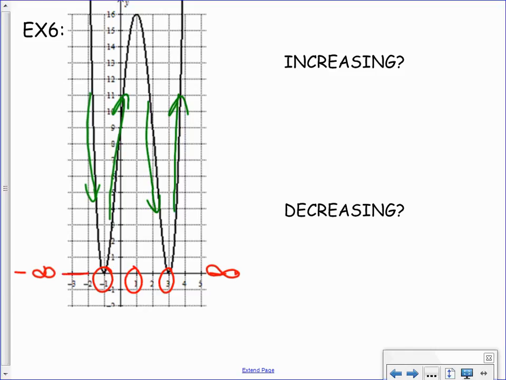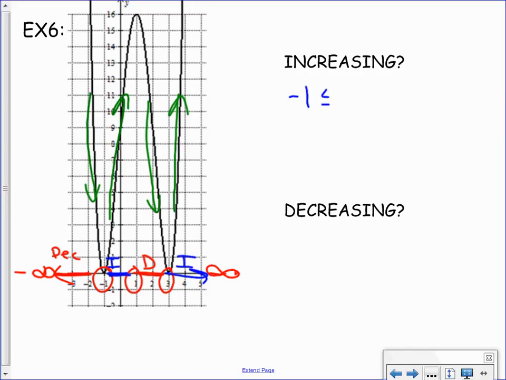It started by going down here, so it's decreasing. Then between here and here, it increases. Then between here and here, it decreases again. And then the rest of the graph, it goes up. Okay. Let's describe it. Increasing.